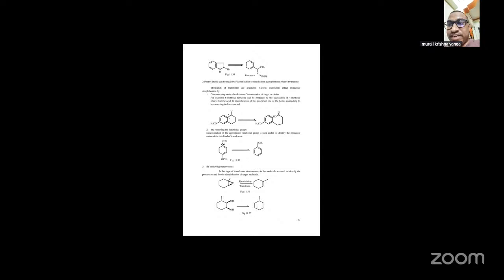Epoxides are converted into alkenes. That is the epoxide transform. And 1,2-diols are converted into alkenes. This is called the dihydroxylation transform.